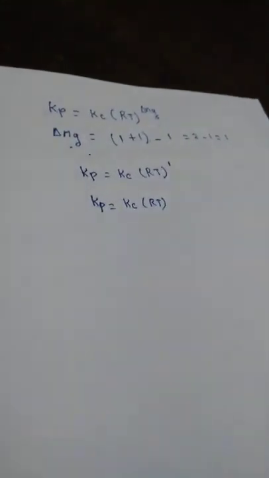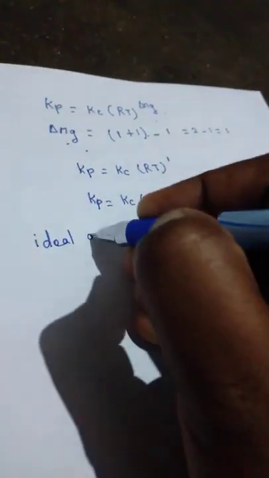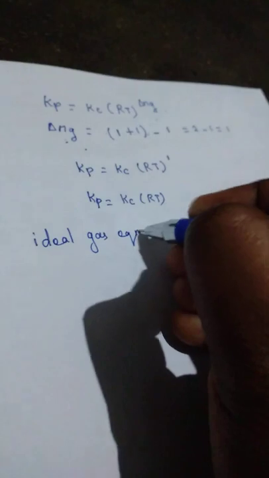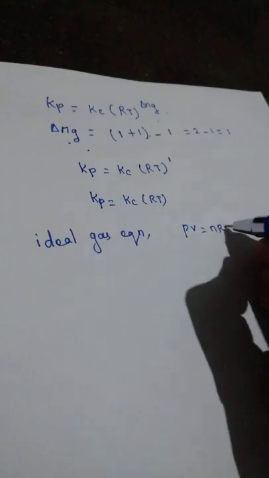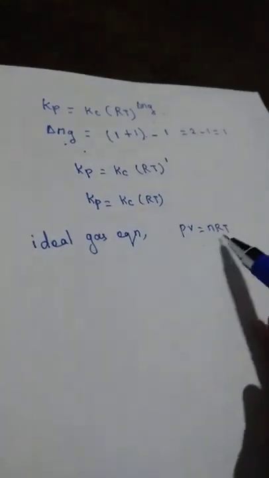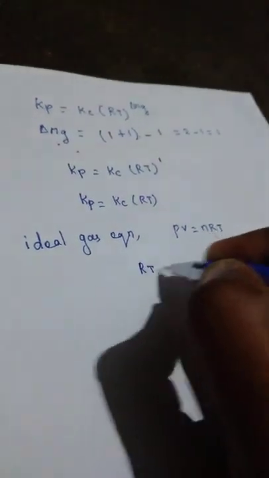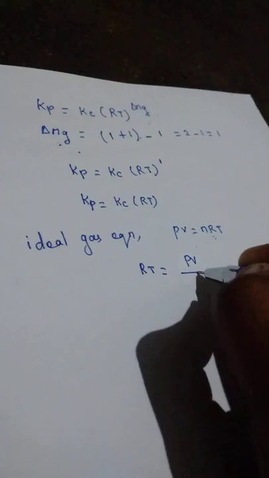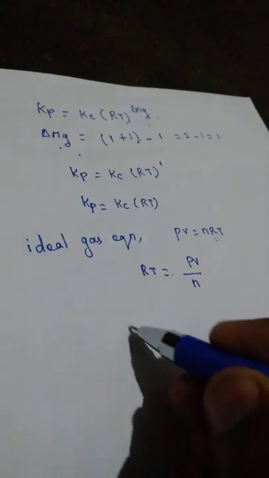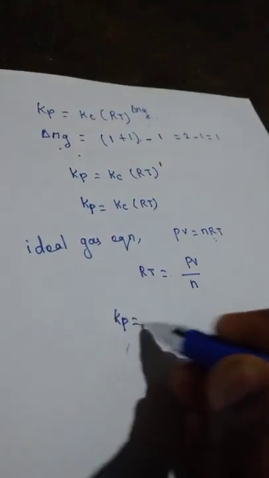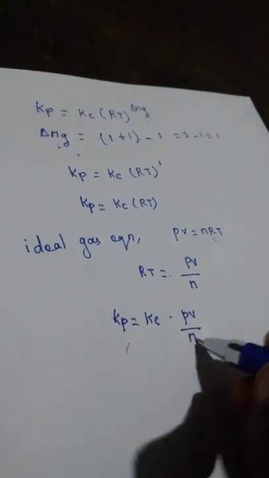Understand? Now listen, you know the ideal gas equation. The ideal gas equation is PV is equal to nRT. From this calculate RT. So you can write the equation RT is equal to PV divided by N. Substitute this RT value in this equation. So Kp is equal to Kc into PV divided by N.